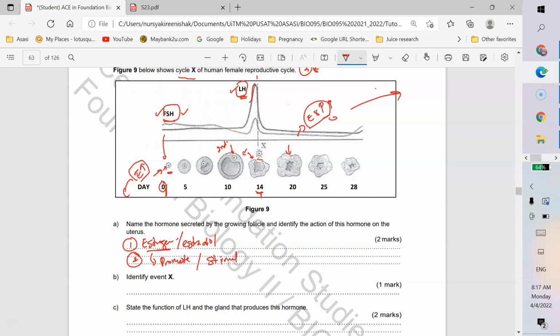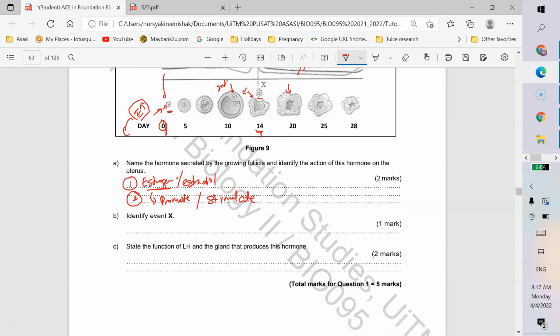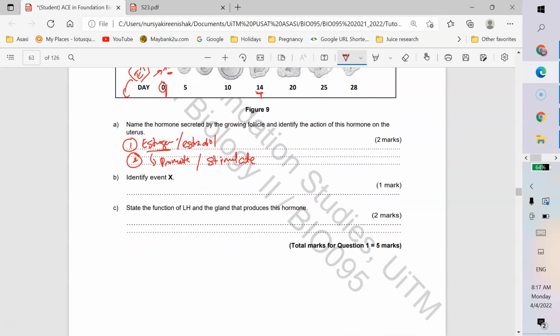Okay, stimulate the thickening of the endometrium wall or endometrium lining or uterine wall. Okay, so that is the answer for question number 1. So thank you, Ainin. So B, ini saya dah bagi jawapan tadi.